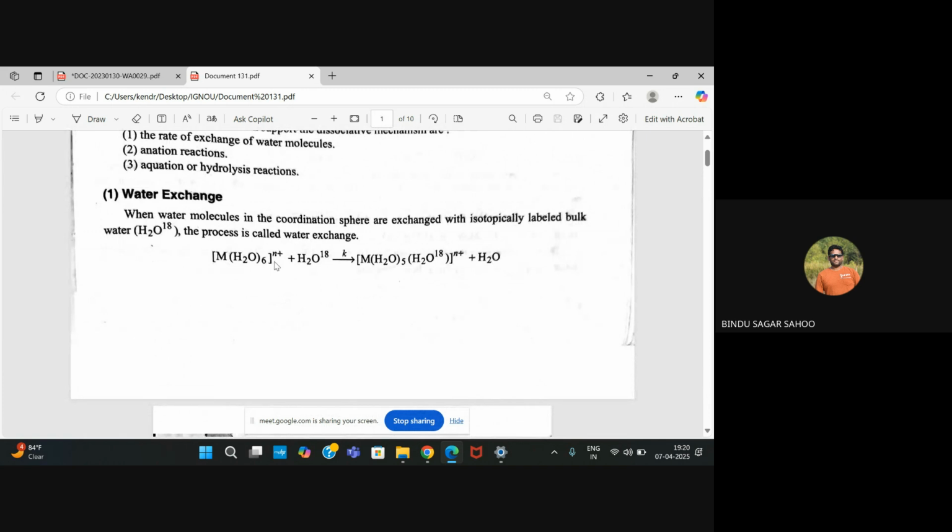In which case will the charge density be more? Charge density means charge divided by ionic radius. So a high charge density forms when the charge is high and the size of the metal atom is small. In this case, with high charge and small size, the metal-water bond will be much stronger, and the substitution will be difficult. In the opposite case, with low charge and larger size, the charge density will be less and the water exchange will be faster.